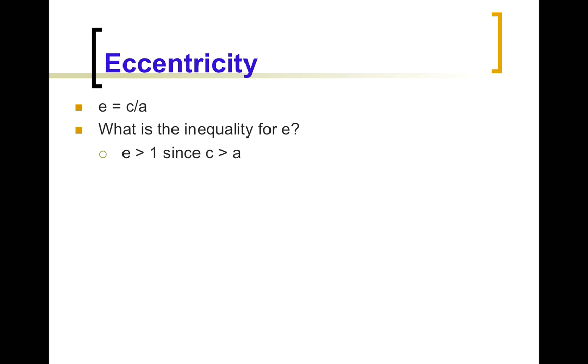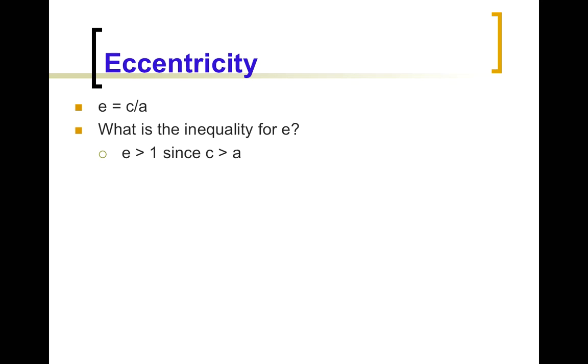The last little thing here is something we discussed a little bit in ellipses, this idea of eccentricity, basically telling you how fat or skinny something is. And for a hyperbola, eccentricity is c over a. And what you can think about is what would be an inequality for E. And this one's actually pretty straightforward because C is always bigger than A, so E is always bigger than 1. So for a hyperbola, eccentricity is always bigger than 1 because C is always bigger than A.